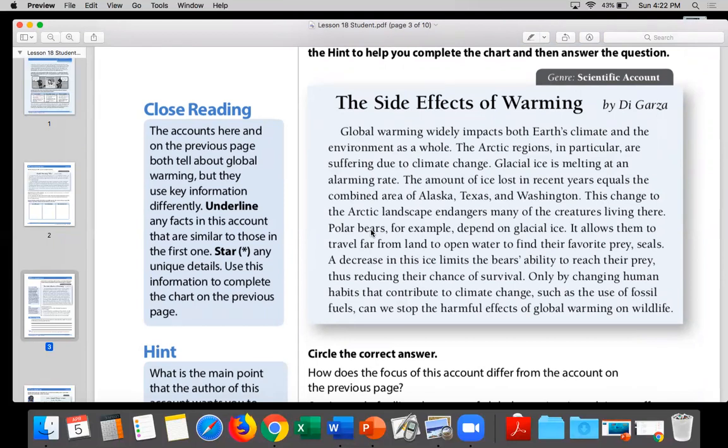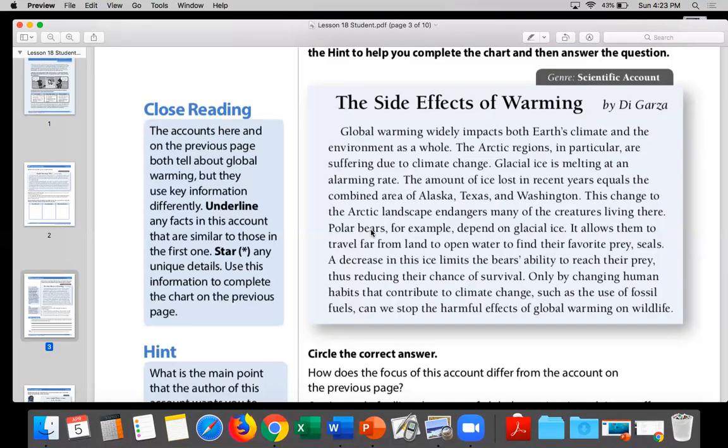Not sure. All right. Global warming widely impacts both Earth's climate and the environment as a whole. Did I say Earth's climate? Okay, I'm going to start over. Sorry, guys. Global warming widely impacts both Earth's climate and the environment as a whole. The Arctic regions, in particular, are suffering due to climate change. Glacial ice is melting at an alarming rate. The amount of ice lost in recent years equals the combined area of Alaska, Texas, and Washington.